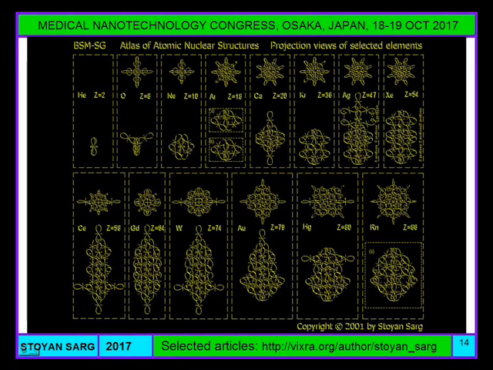This slide shows the nuclear structure of some selected elements in two projected views. The polar axis and the tendency to rotational symmetry is apparent.